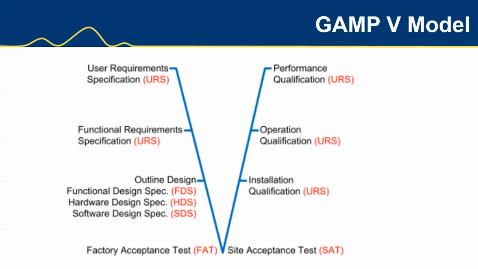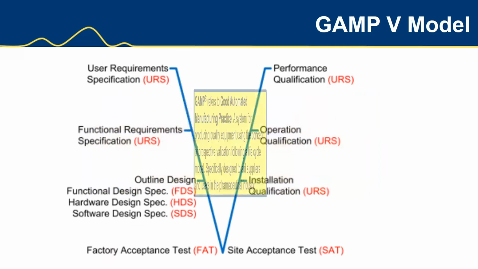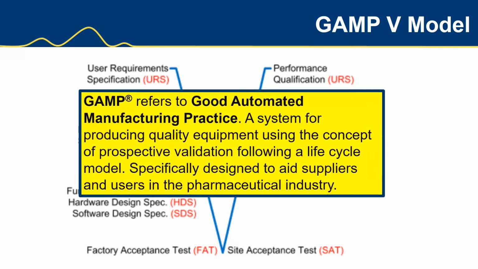For those of you not totally familiar with GAMP, here we go. It stands for Good Automated Manufacturing Practice, which is a system for producing quality equipment using the concept of prospective validation following a life cycle model, specifically designed to aid suppliers and users in the pharmaceutical industry. So GAMP is really transparency, where everything should be traced back to the URS, and the user requirement specification was covered to meet all the requirements that had been highlighted in the risk assessment.